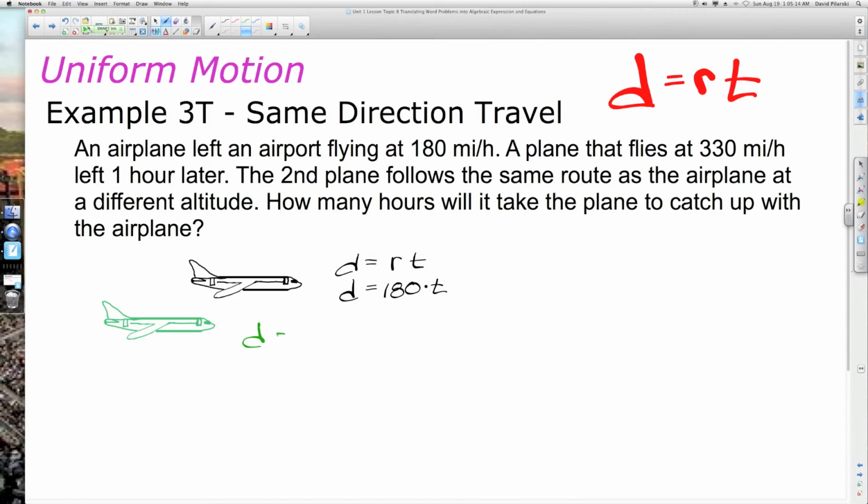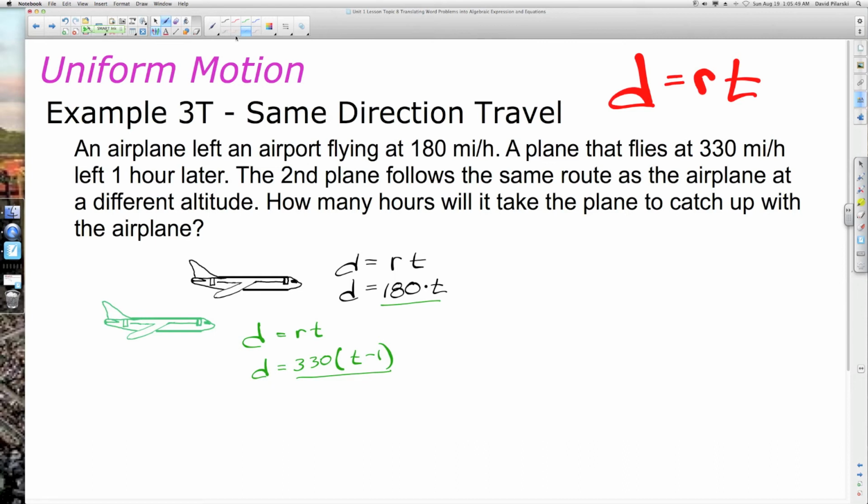So the distance is equal to rate times time for the green plane. So the distance is going to be equal to its rate, which is 330 miles per hour. Now here's where we make the adjustment. This plane travels for 1 less hour. It starts 1 hour later. So it's going to be t minus 1. And since they're going to be traveling the same distance, we take this part and we set it equal to this part, and then we have an equation we can solve.